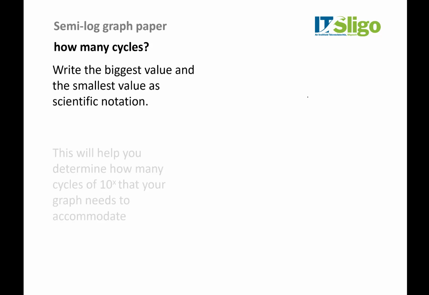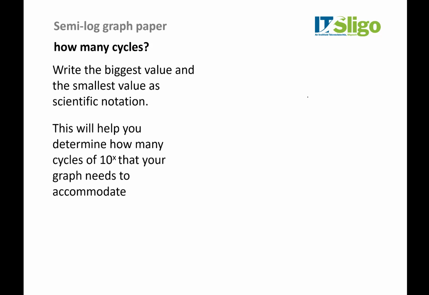So how many cycles? We'll take a look at this by example, but really what you do is you're just trying to figure out how many 10 to the power hours of do I need to cover, or does my data cover. So write your lowest data value in scientific notation and your biggest data value in scientific notation. So I'll explain it in an example, probably it'll be a little bit better.